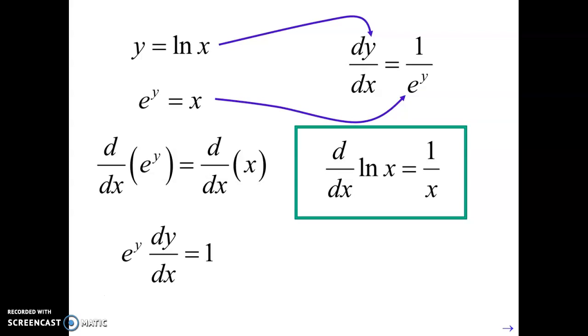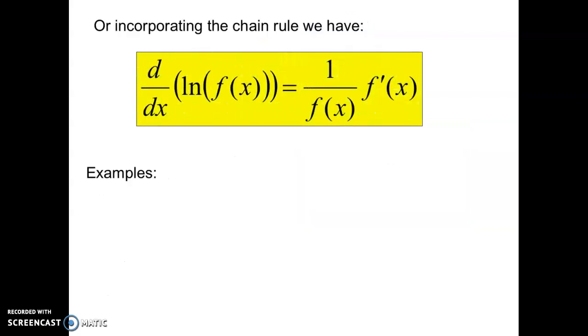So let's look at this formula if we were to incorporate the chain rule. We would say, what is the derivative of the natural log of some function where there's an inside function? Remember, using the chain rule, we would do the derivative of the outside function, which would be 1 over something, leaving the inside function undone or left alone. So it would be 1 over the function, and then times the derivative of the inside function, which is f prime of x.